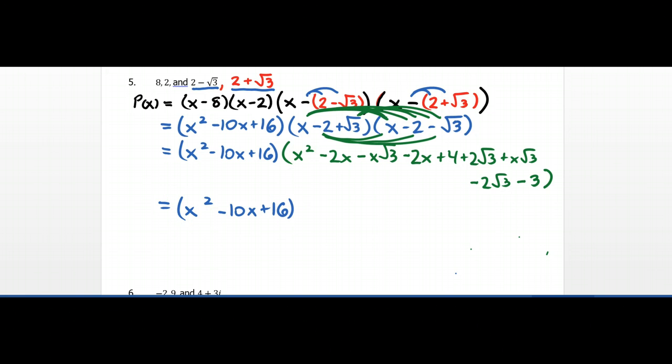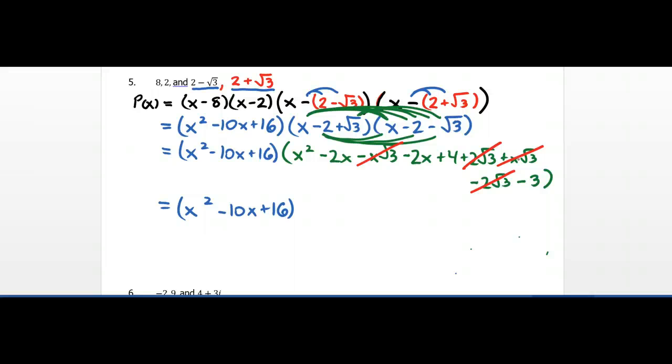And then in this mess over here, you can see that you have a negative x radical 3 here and a positive x radical 3 here. So these guys are just going to cancel each other out here and here. You also have the same thing happen with plus 2 radical 3 and minus 2 radical 3. Okay, so it really isn't as bad as it seems. The radical parts just completely go away.